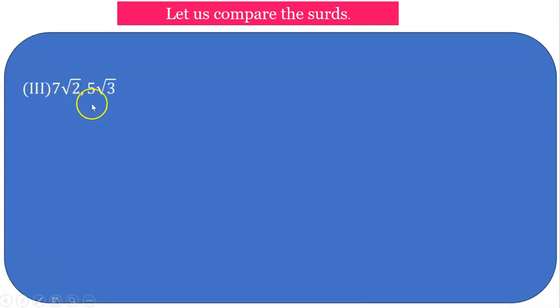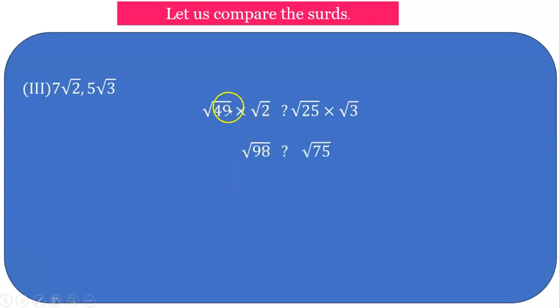Now next, 7 root 2 and 5 root 3. Again here, 7 means root of 49 into root 2 and 5 means root of 25 into root 3. Root of 49 into root 2 means root of 49 into 2, then you will get root of 98. And root of 25 into root 3 means root of 25 into 3, that is the root of 75. Now the order of these surds is the same and 98 is greater than 75, and hence 7 root 2 is greater than 5 root 3.